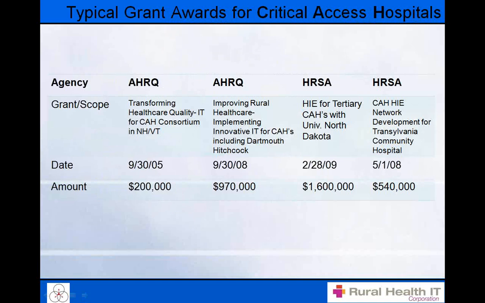This is an example, just quickly, of some of the grants that we have won, some of the case studies that we've been involved with in Vermont. Two different grants that we had with AHRQ there in Vermont, and you'll see the size of the grants, all the way from 200,000 up to 1.6 million, and pretty well dispersed activities around the country. All of these extremely successful projects.